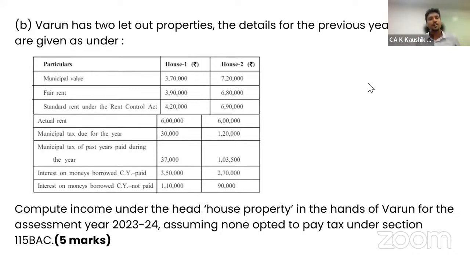So take the municipal value or fair rent, whichever is higher, and compare it with the standard rent under the Rent Control Act, whichever is lower, and that will become your expected rent. Compare it with the actual rent, take whichever is higher, and that will become your gross annual value. Once this gross annual value is derived, reduce the municipal tax paid, whether pertaining to the current year or previous years.